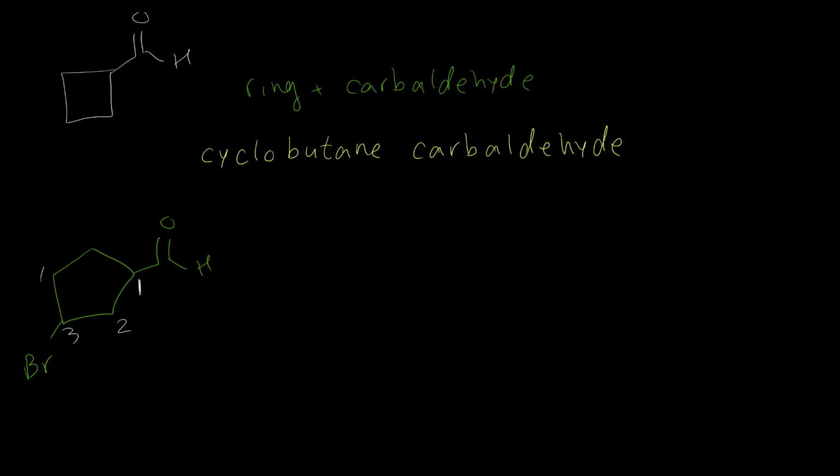So the name of this molecule is 3-bromo. Then the name of the ring, cyclopentanecarbaldehyde.